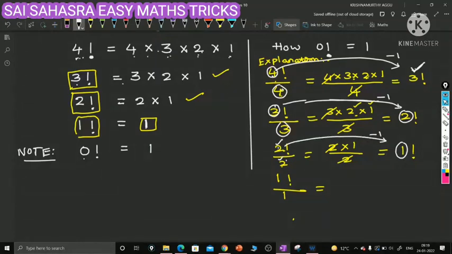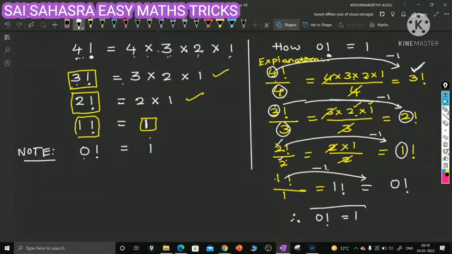2 minus 1 will be 1 factorial. So what will be there? 1 factorial by 1 means 1 factorial only. In this, 1 minus 1 you do it, what are you going to get? 0 factorial only, no? So 1 factorial means 1 only. Finally, we can conclude that therefore 0 factorial is equal to what?